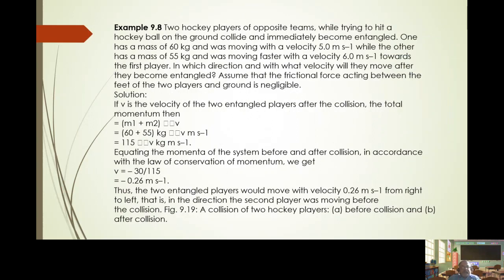This is another example. Two hockey players of opposite teams are trying to hit a hockey ball on the ground, collide and immediately become entangled. One has a mass of 60 kg and was moving with a velocity of 5 meters per second, while the other has a mass of 55 kg and was moving faster at 6 meters per second towards the first player. In which direction and with what velocity will they move after they become entangled?